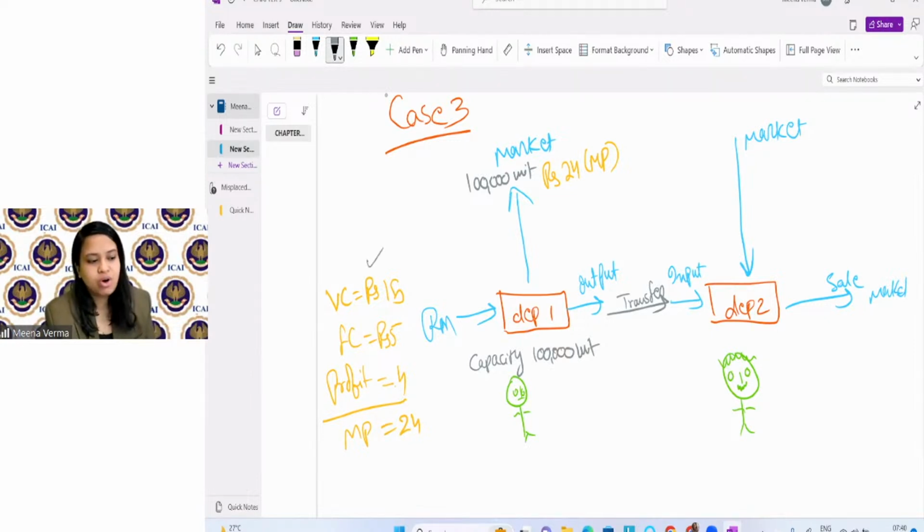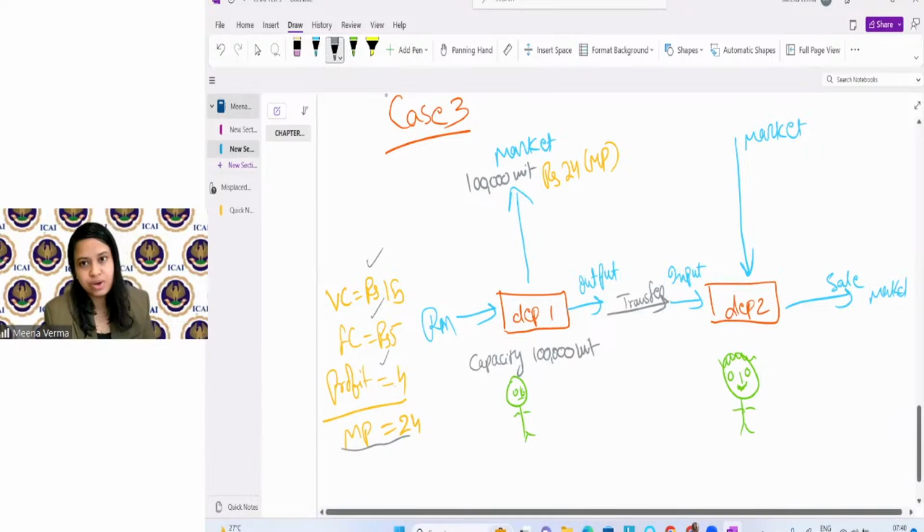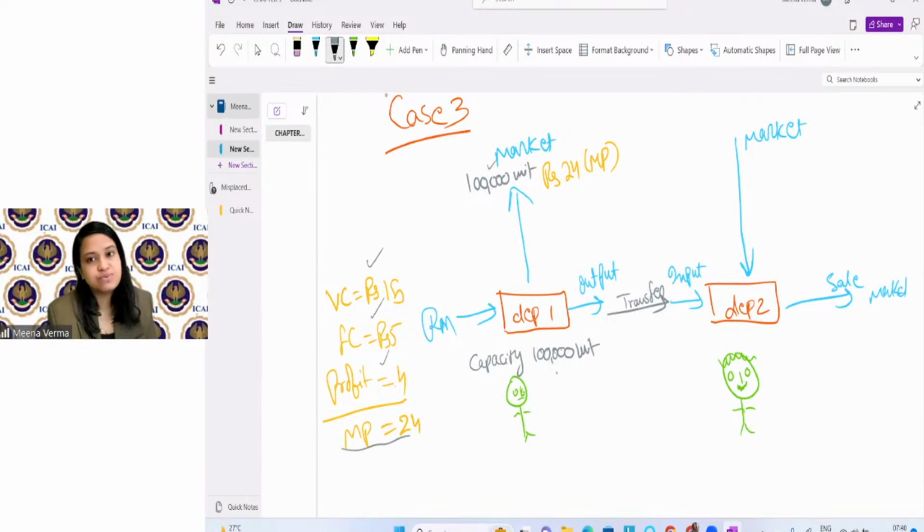Okay, the variable cost for department 1 is 15, fixed cost is rupees 5, profitability is 4, the total sale price is 24. And the capacity of department 1 is 1 lakh and market demand is 1 lakh. Same scenario. And department 1 has the option to sell the product to department 2, right? There is a market for this product.